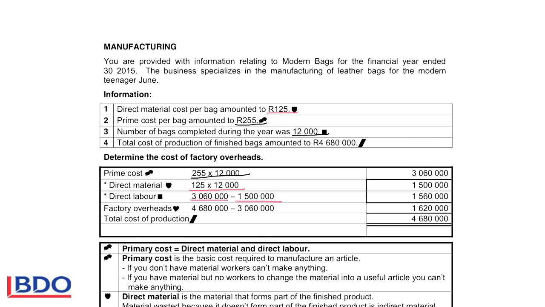Now, your total cost is the primary cost, or direct material and direct labor, plus overheads. Now, they don't give us the overheads, but they give us the total manufacturing cost. So it means that because they give us the total manufacturing cost, we know that total manufacturing cost is direct material, labor, and overheads. I've got the primary cost. They give me the total manufacturing cost. So if I subtract those two from each other, I can calculate the factory overheads.